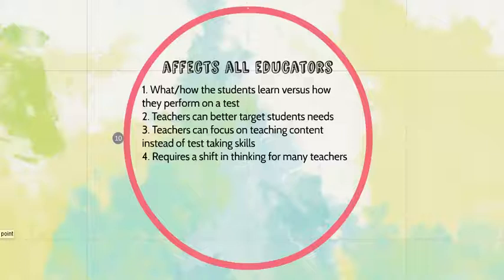So authentic assessment really affects all educators. Authentic assessment allows teachers to really see how the students are learning and what they're learning versus how they perform on a test. Teachers can also better target student needs independently instead of just seeing them as a number on a results page from one of the standardized tests. They can actually see detailed work and slowly help the student improve. Teachers can focus on teaching content instead of test-taking skills.